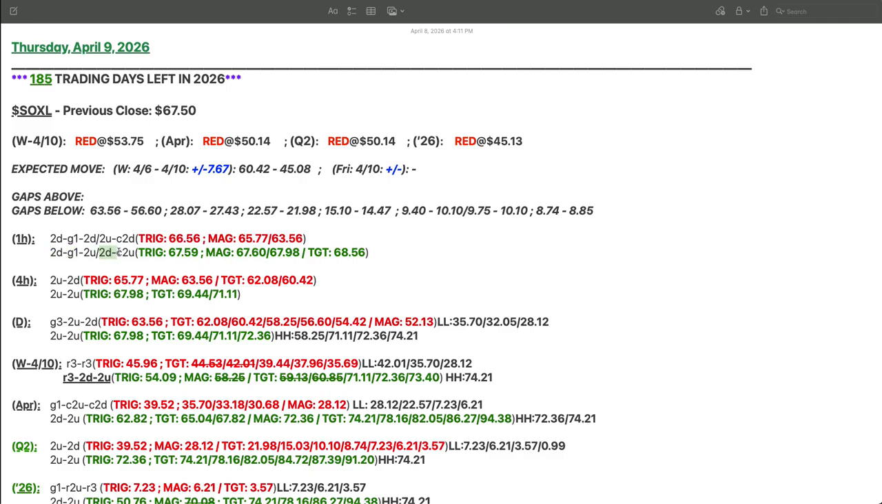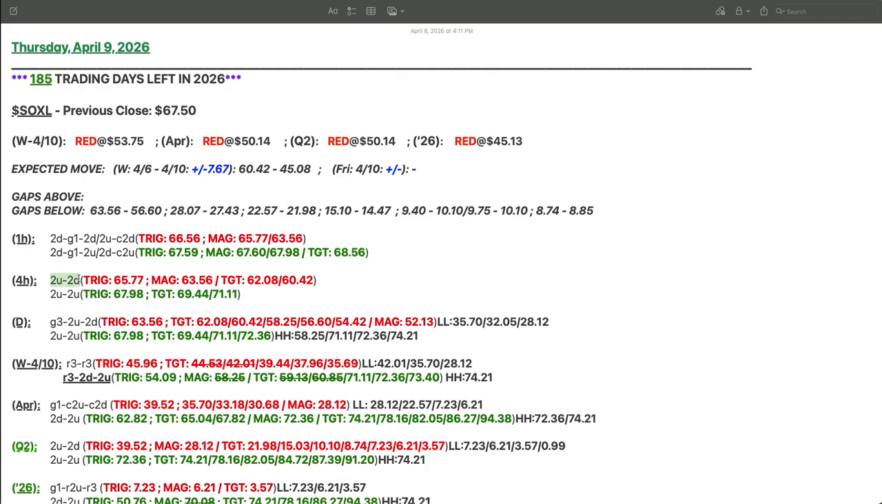But if we do make that move, it then will trigger this 2 down combo 2 up, which has a magnitude up there at 67.98, which again is not the biggest magnitude, so we put an extended target out there for you as well. But again, this is just the 1 hour. It should domino into the 4 hour and into the day.